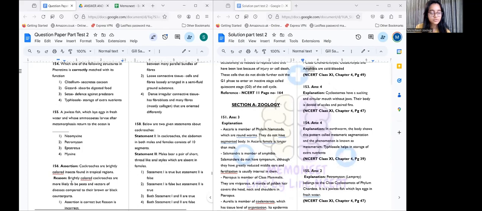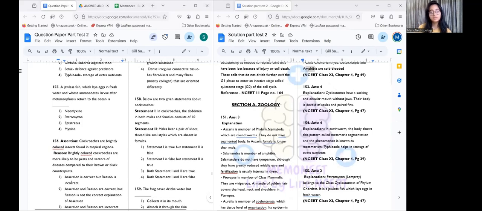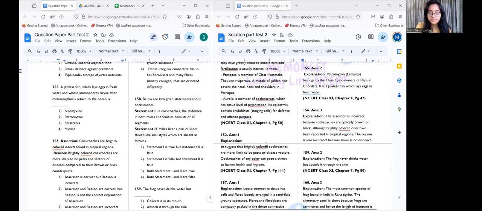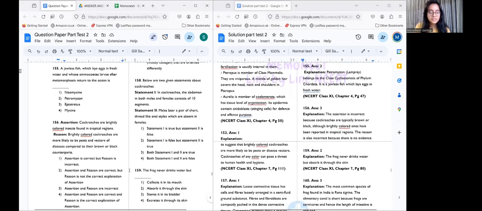Moving on to the next question. It's an assertion and reasoning question, belonging to the cockroach section. The assertion states that cockroaches are brightly colored insects found in tropical regions. And the reasoning for the same is that brightly colored cockroaches are more likely to be pests and vectors of diseases compared to their brown or black counterparts. So the answer for this question is option number 3.